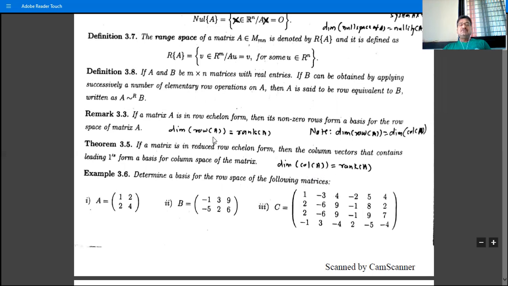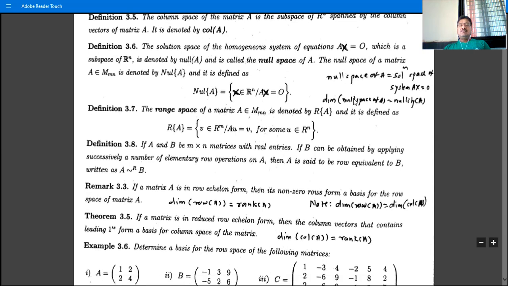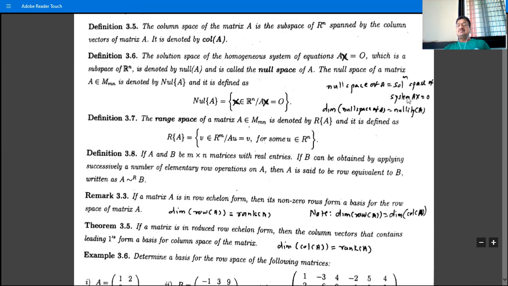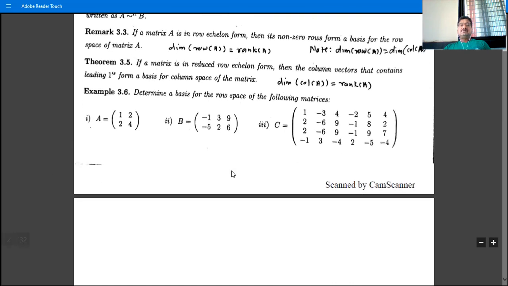So these two remarks and theorem 3.5 give the procedure for how we can find the basis for the column space and row space, and hence the rank of the matrix. And the null space of A is the solution space of the system AX equals 0. So this remark gives how we can find the nullity of the matrix, or null space of the matrix. We have to find the solution of the system AX equals 0. We will solve some examples to explain this.